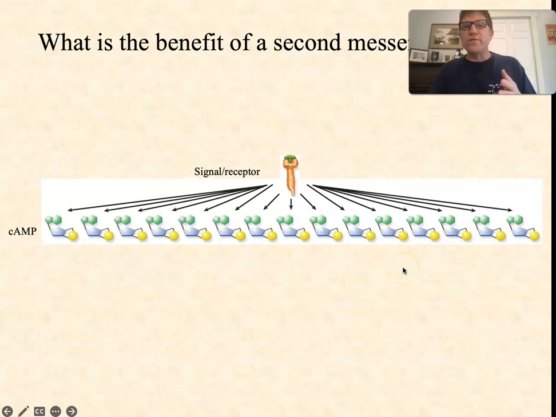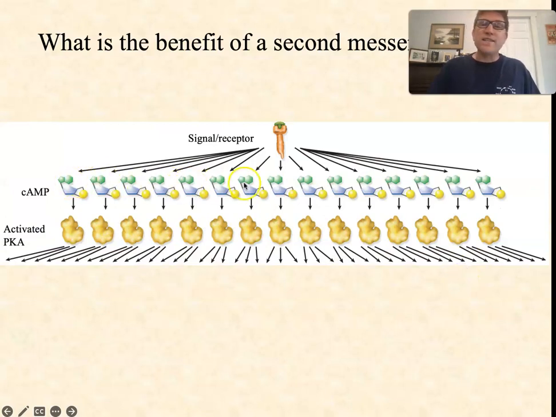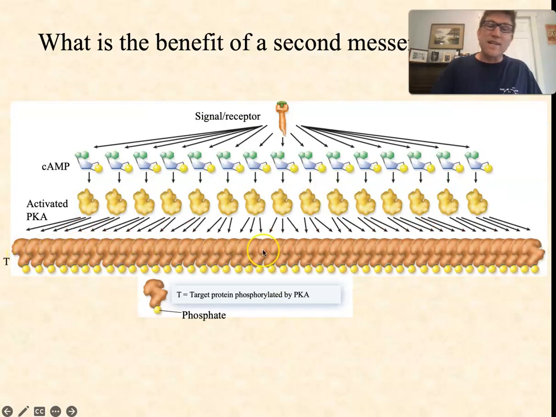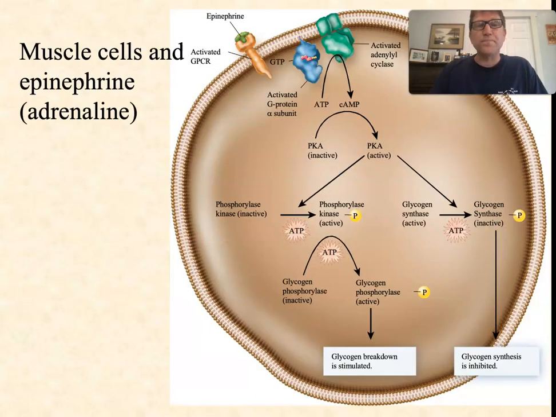So your signal receptor complex, just a single signal with a single receptor, leads to lots and lots of cyclic AMP. We call that amplification. And then all that cyclic AMP activates lots and lots of protein kinase A. And each of those enzymes can activate lots and lots of whatever the target proteins are by phosphorylating them. So very rapidly, a single signal molecule can induce a massive response within the cell.